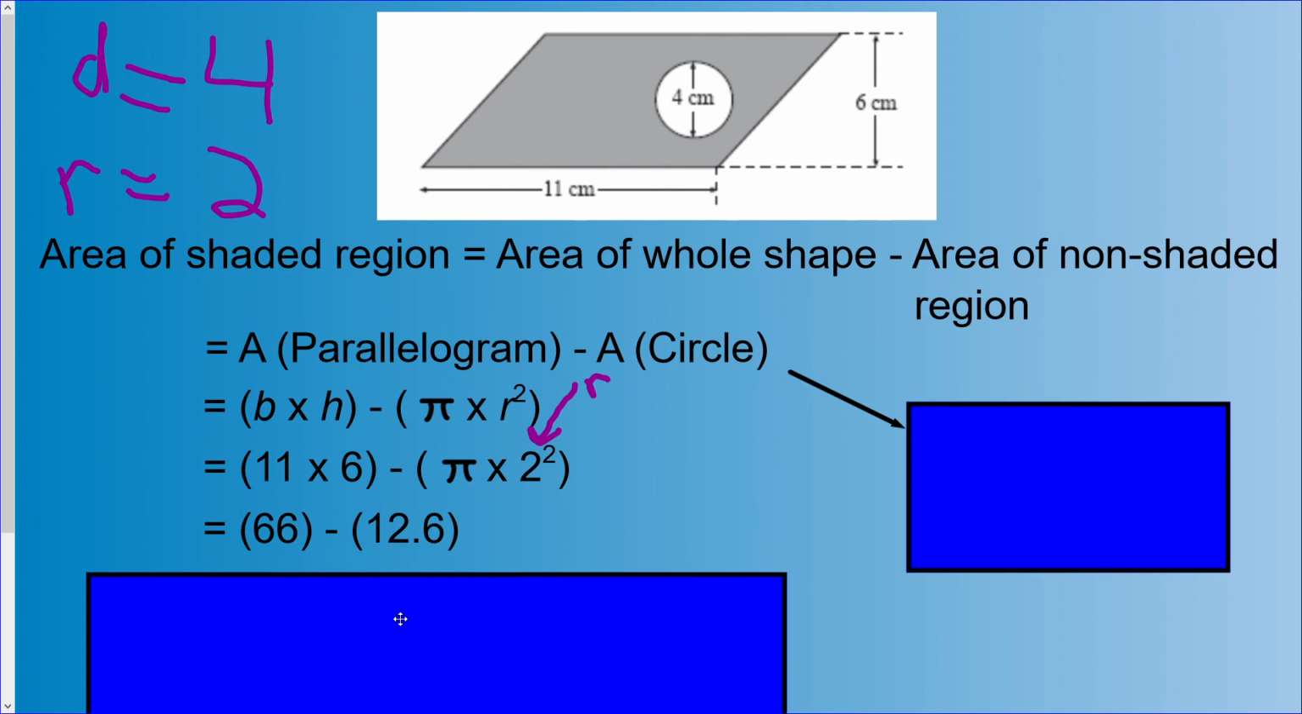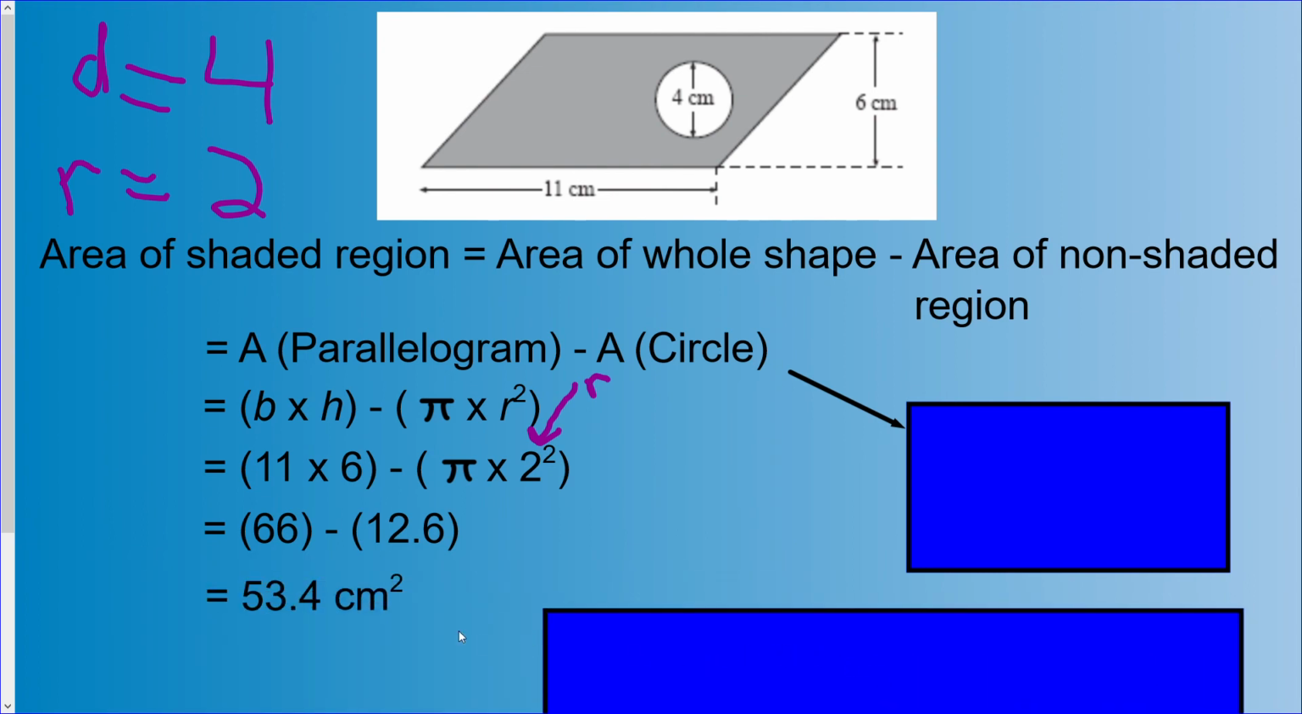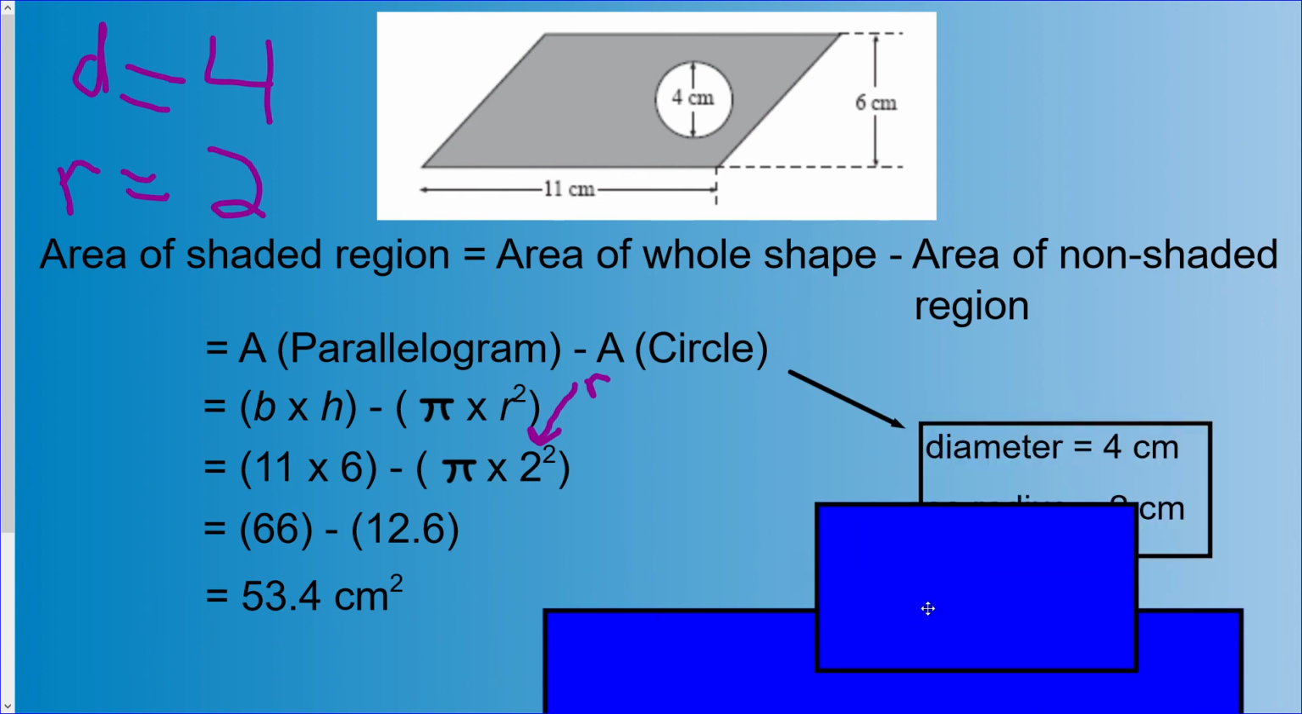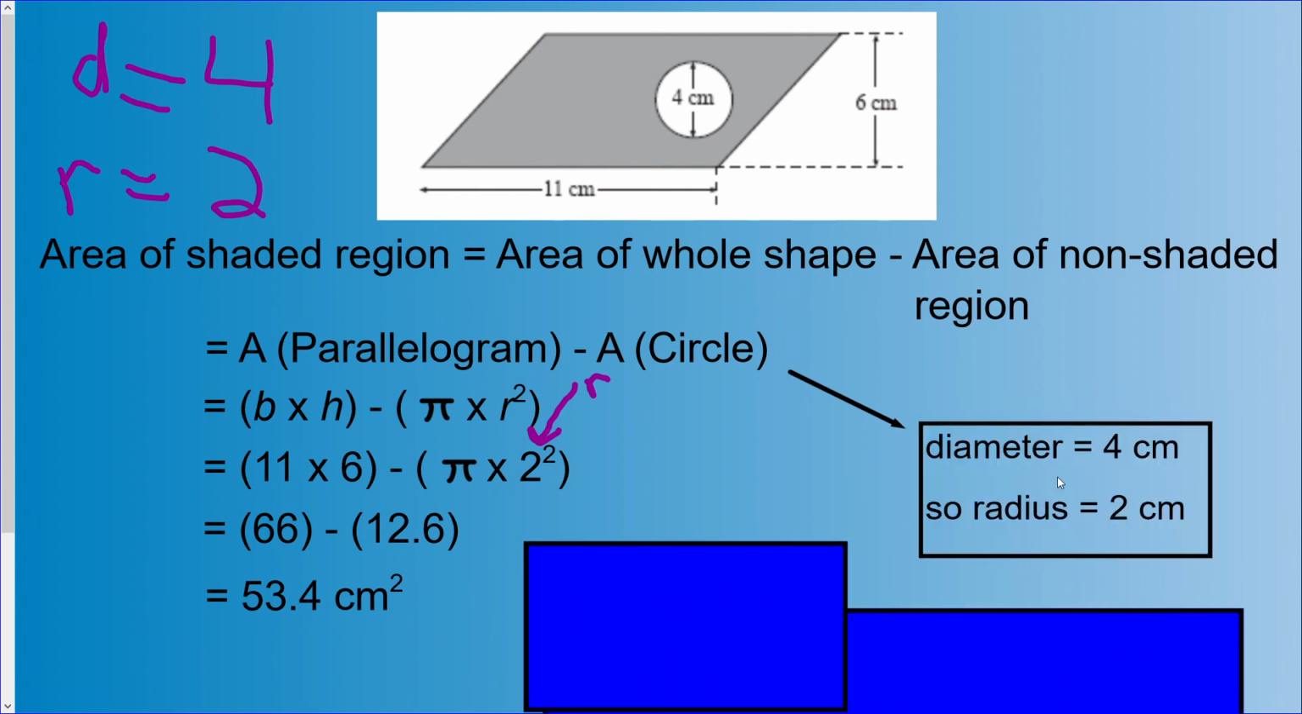So when we put all those in there, use proper order of operations, and you should end up with 53.4 centimeters squared. Oh, I had it in a box right here. I outsmarted myself. Way to go, Mr. Shirley. Okay, so ignore my ugly writing. Look at the pretty box.